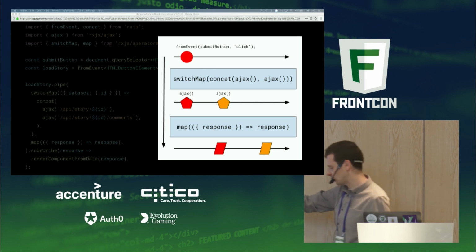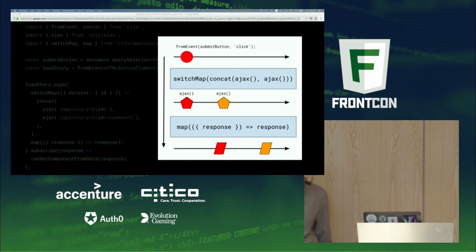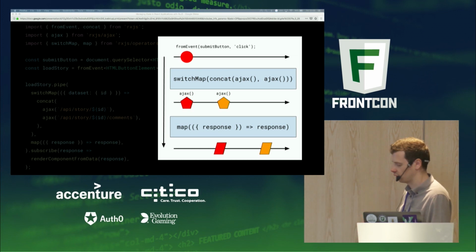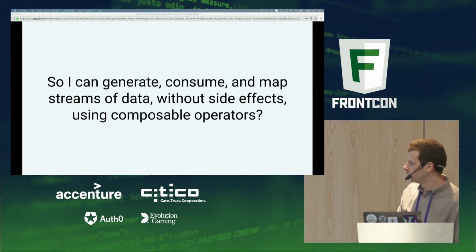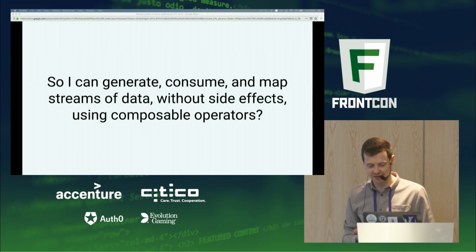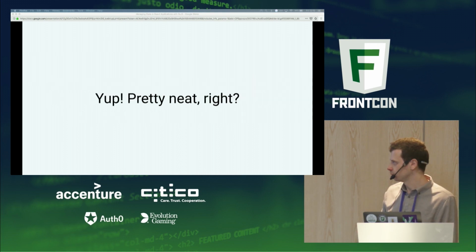And notice here as well how, as I was mentioning, because these are sequentially emitted, you'll emit the first one, the first AJAX response, and then we map. But then we won't fire off the second until the first has been mapped. So it's a really nice way of not only transforming data, but specifying when things in the flow of control should happen. So I can generate, consume, and map streams of data with side effects using composable operators. Yeah, it's pretty cool, isn't it?